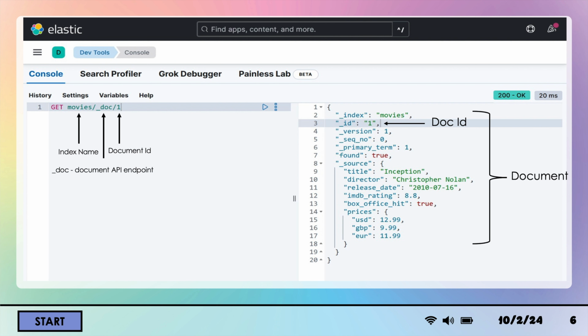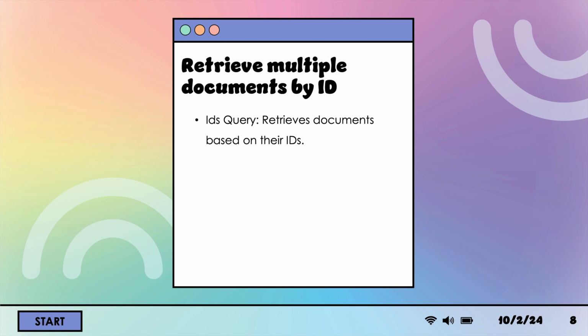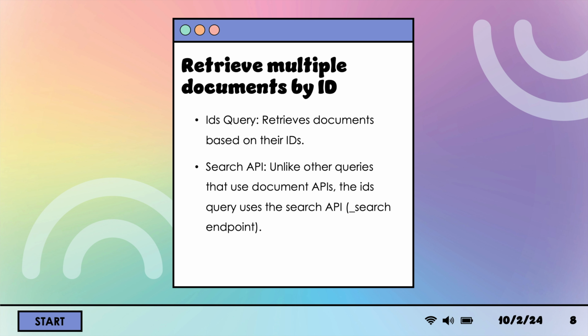Since the document with ID 1 exists in the movies index, Elasticsearch will fetch it and return the document information in the response. When we need to fetch documents using multiple IDs, we can use an IDs query in Elasticsearch. This method is straightforward and allows us to fetch multiple documents at once by providing their IDs. The IDs query retrieves documents based on their IDs. Unlike other queries that use document APIs, the IDs query uses the search API _search endpoint.